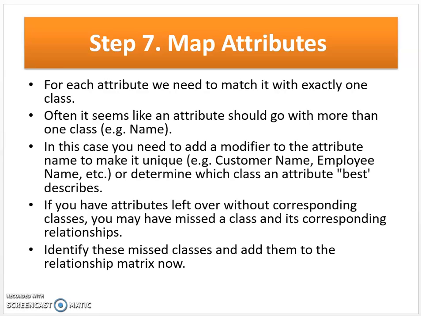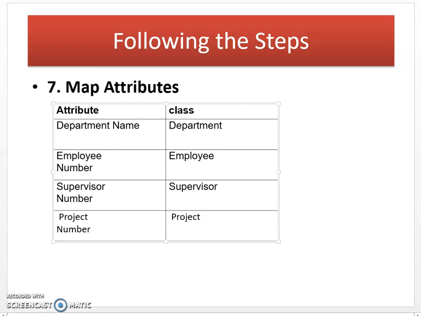Let's go back to our example. From our example, we have identified 4 classes: department, employee, supervisor, and the project. And the attributes, based on the business rules that were given to us, we have the department name as a primary key for the department class, employee number as a primary key for the employee class, supervisor number. We have a project number also as a primary key for the project.